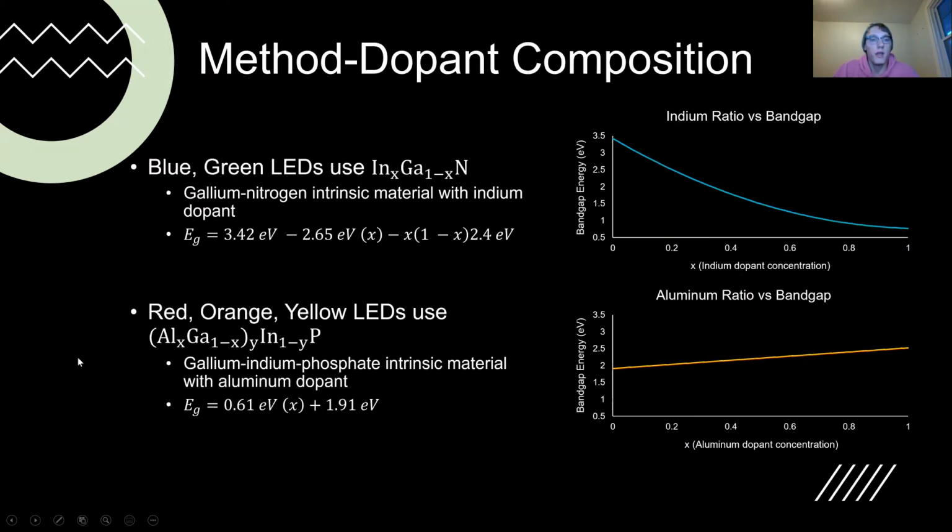The final section of the report is the dopant composition method. So blue and green LEDs use this gallium nitrogen intrinsic material with an indium dopant.